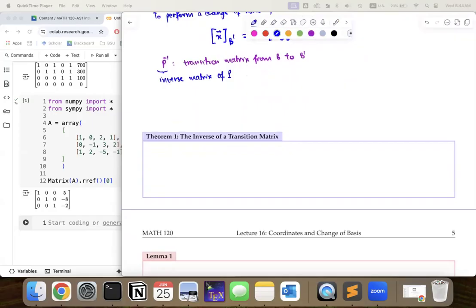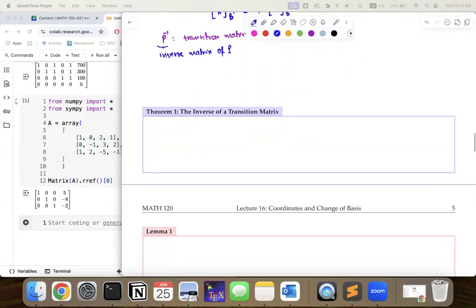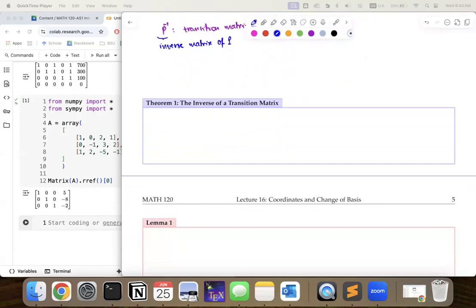I have a theorem here for the inverse of the transition matrix. We're going to go back to the procedure when we get to the examples. But for now, let's move on to Theorem 1, the inverse of a transition matrix. If P is the transition matrix from one basis to another basis, then P is invertible, and the inverse matrix is the transition matrix going the other way. So you start with P, the transition matrix from B prime to B, then you find the inverse of P, which is the transition matrix from B to B prime.